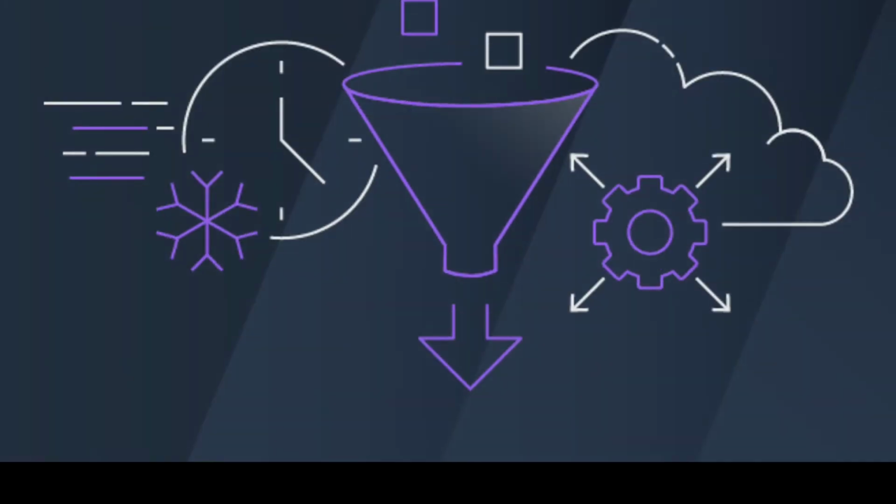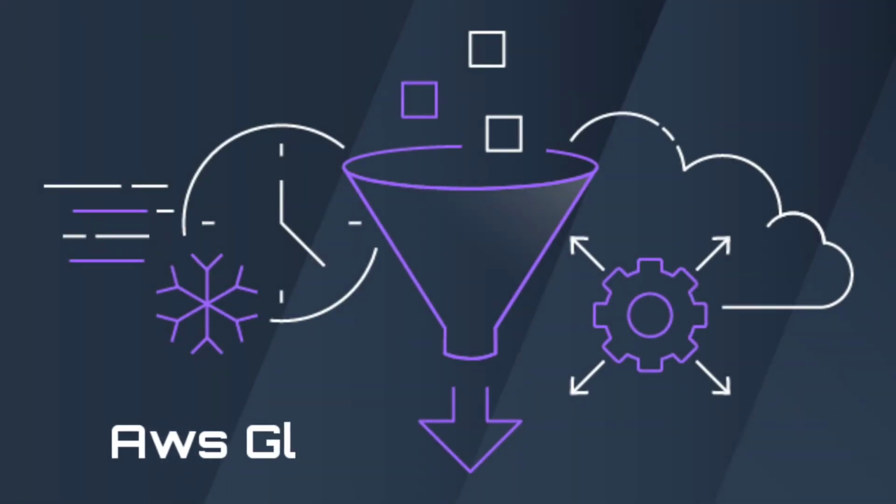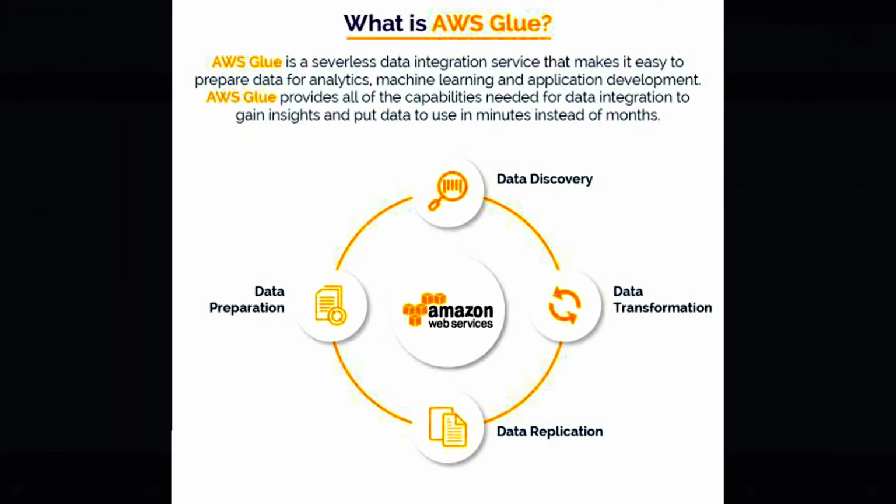Getting on with the session, in this video we will use AWS Glue to perform a simple ETL, extracting data from a CSV file and writing to the NoSQL database Cassandra. AWS Glue is a serverless data integration service that makes it easy to discover, prepare, and combine data for analytics, machine learning, and application development. AWS Glue is an event-driven serverless computing platform provided by Amazon as a part of Amazon Web Services.